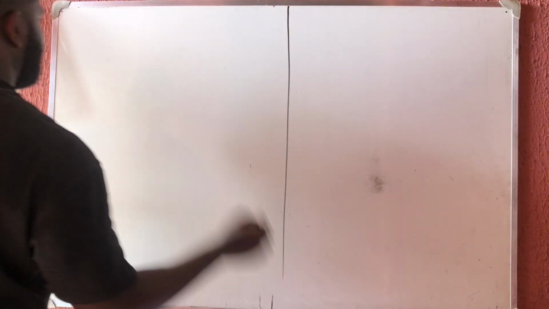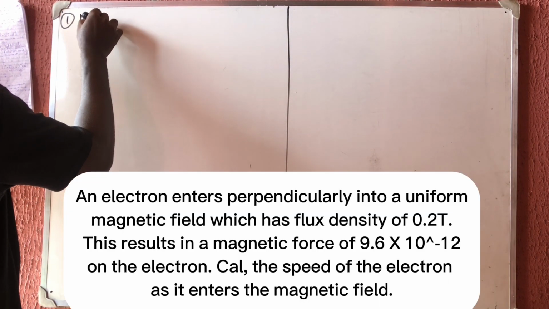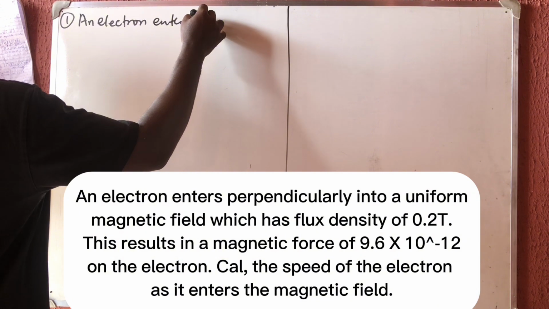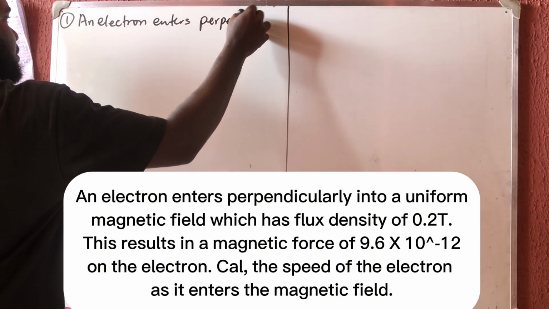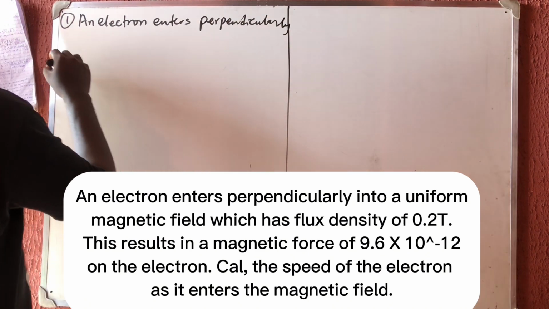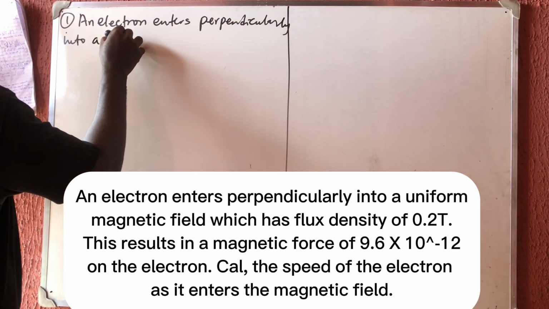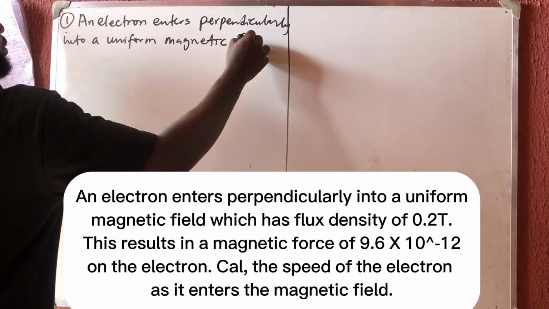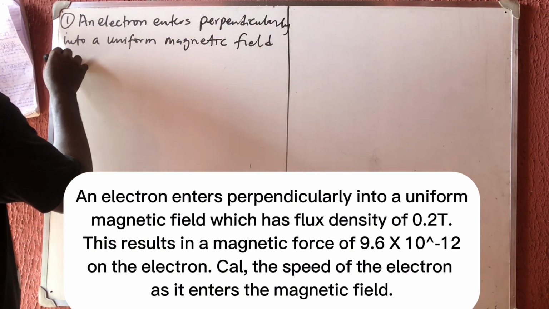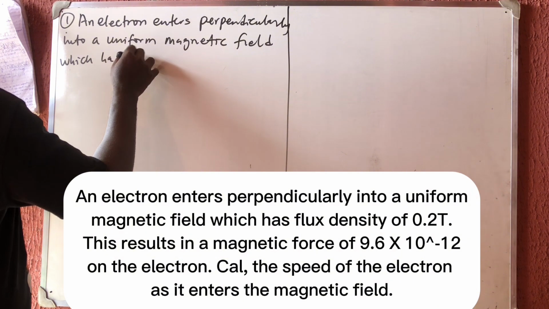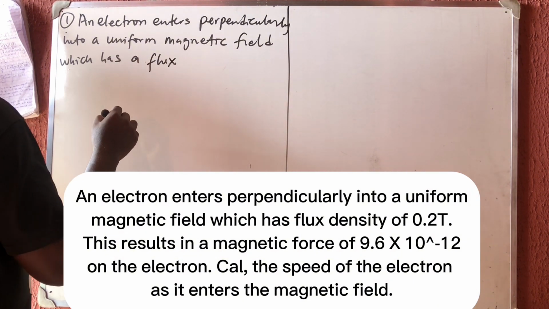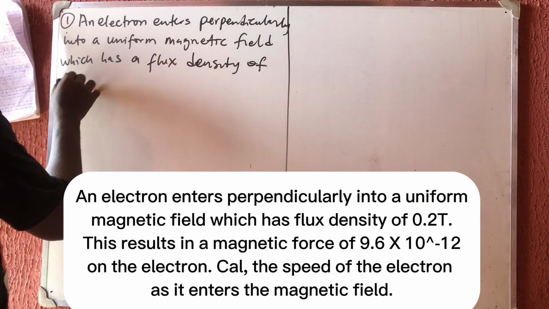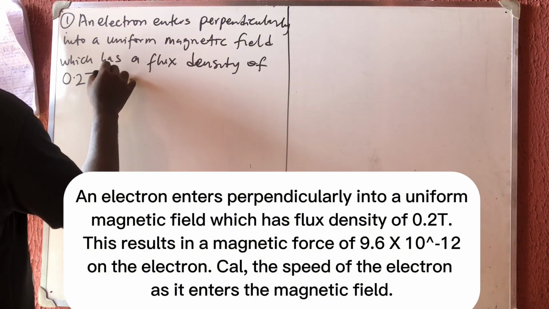Question number one said an electron enters perpendicularly into a uniform magnetic field, okay, uniform magnetic field, which has a flux density of 0.2 Tesla.